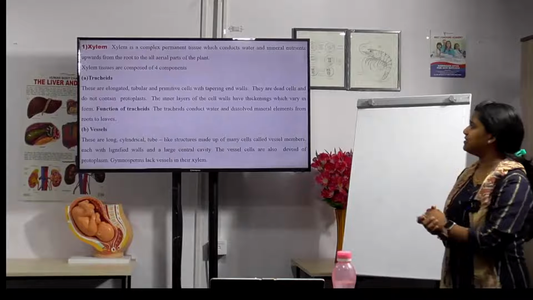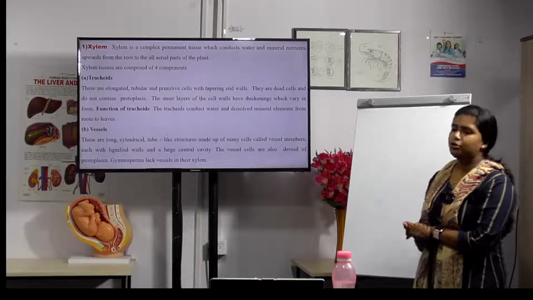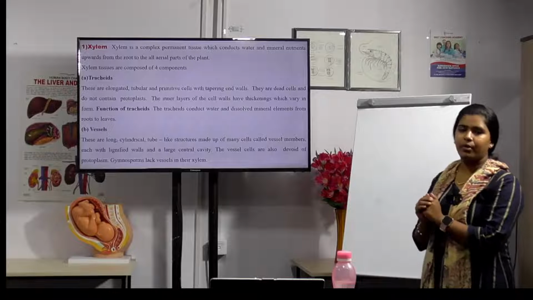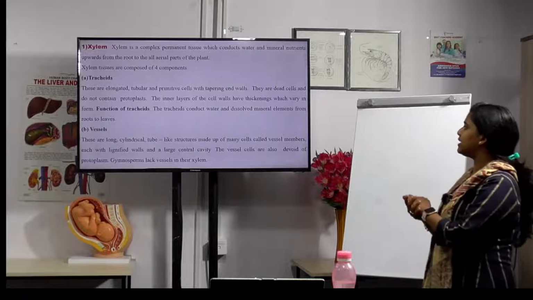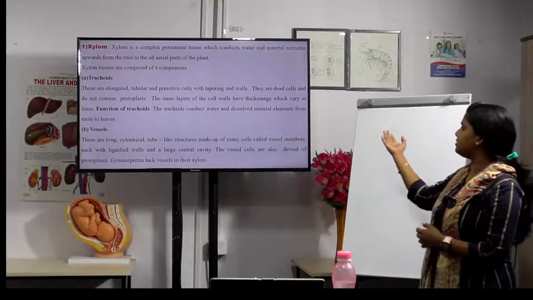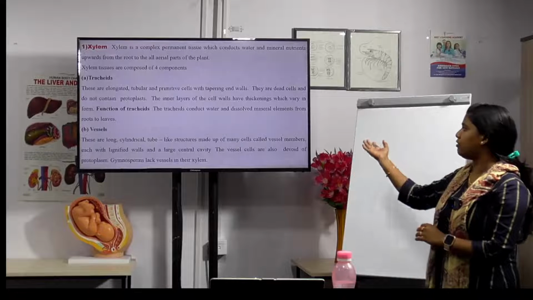They are primitive cells with tapering end walls, and they are dead cells which do not contain any protoplast, and the inner layer is very thick. The function is to conduct the water and dissolved nutrients from roots to leaves. From roots to leaves it will pass in dissolved form.